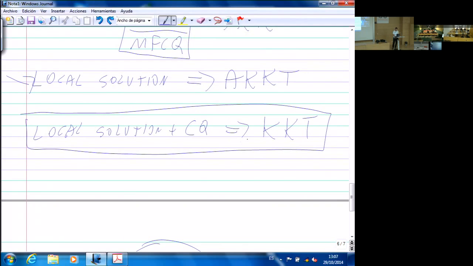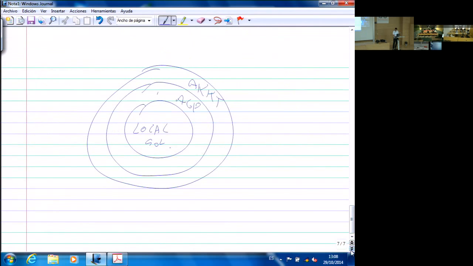So if you want to compare optimality conditions of this kind with optimality conditions of this kind, I can simply put this condition on the other side. So I can write it like this: local solution implies KKT or not CQ. Okay, so this is logically equivalent to writing the condition in the other form.